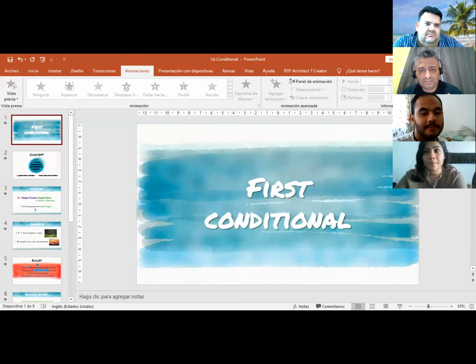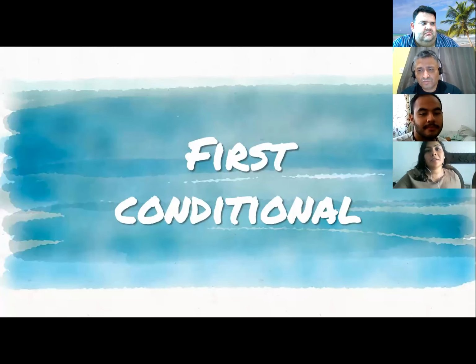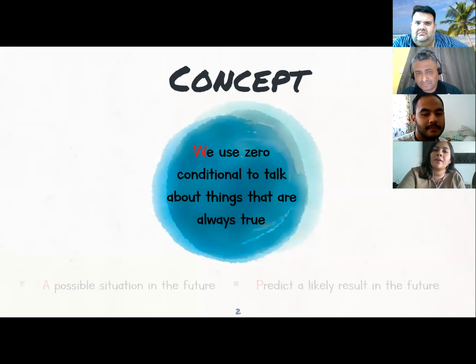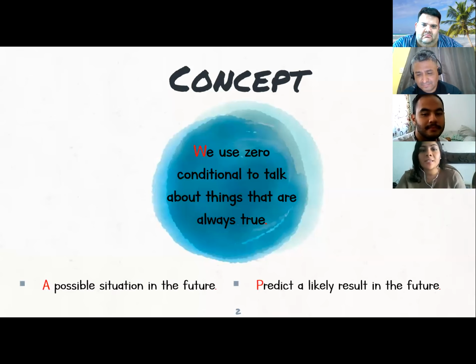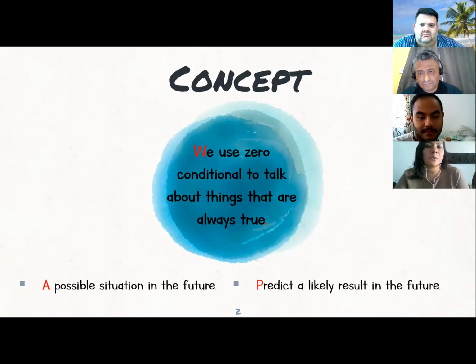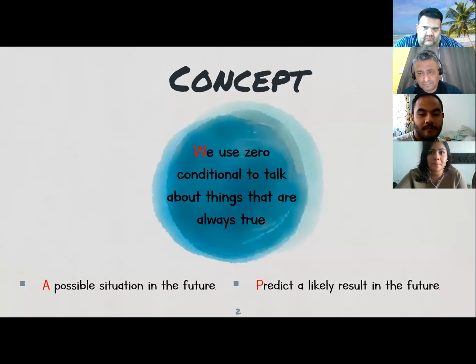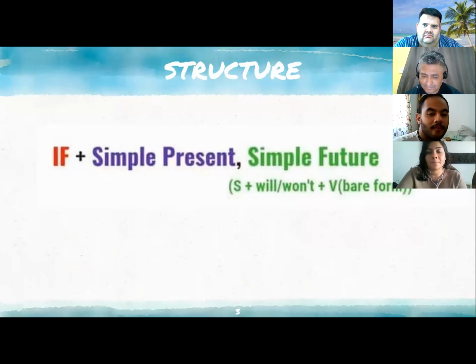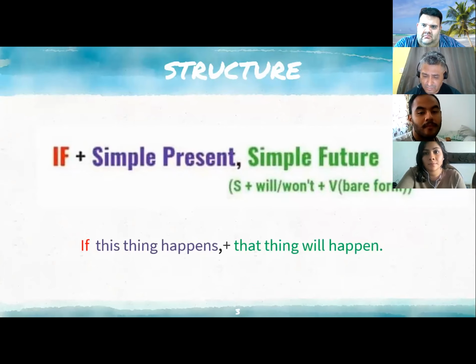There we go. Okay. So we will tell you about first conditional. And to start, the concept is that we use first conditional to talk about things that are always true. That means they can use it in possible situations in the future and to predict likely results in the future. Okay, we have the structure. We use if plus simple present, then subject plus will or a negative one, then the verb.